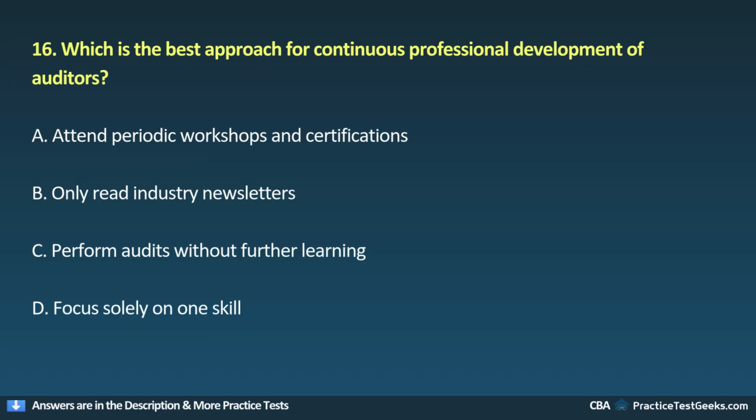16. Which is the best approach for continuous professional development of auditors? A. Attend periodic workshops and certifications. B. Only read industry newsletters. C. Perform audits without further learning. D. Focus solely on one skill.